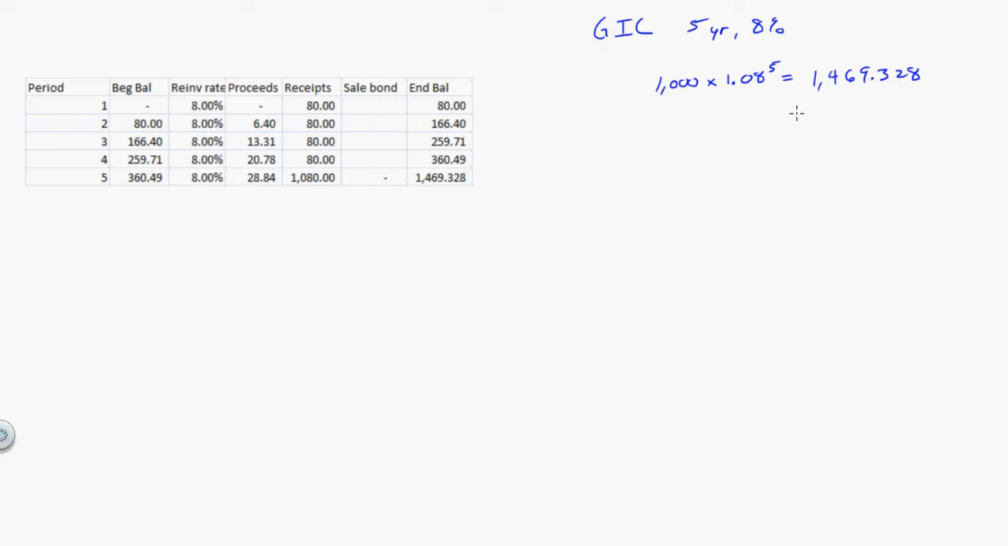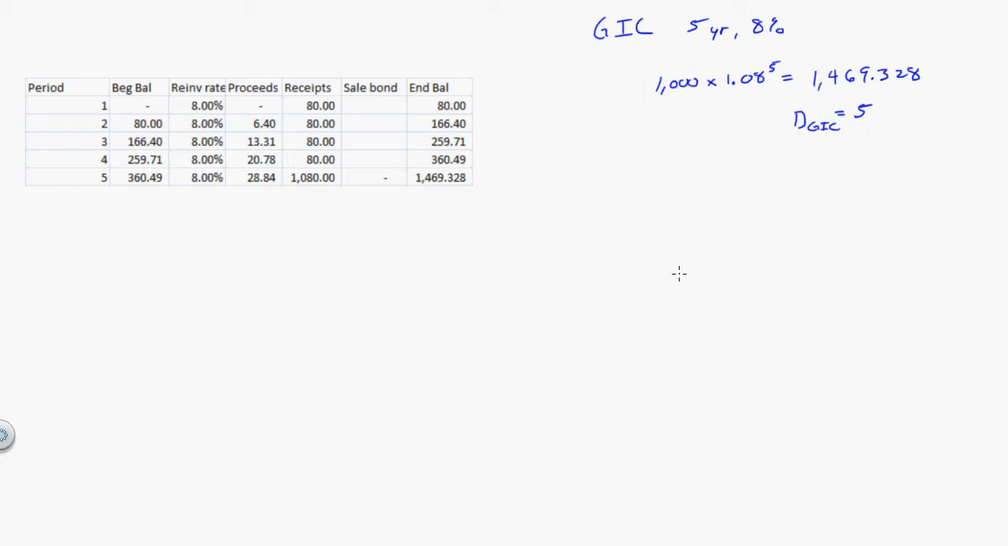So we know the duration of anything that's a zero coupon bond is equal to its maturity. So the duration of a zero coupon bond is its maturity. A GIC is a zero coupon instrument. This one has a maturity of 5 years, therefore it has a duration of 5 years.